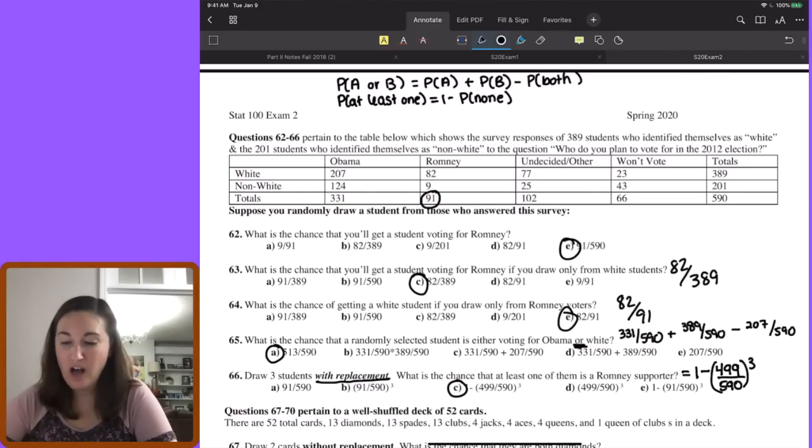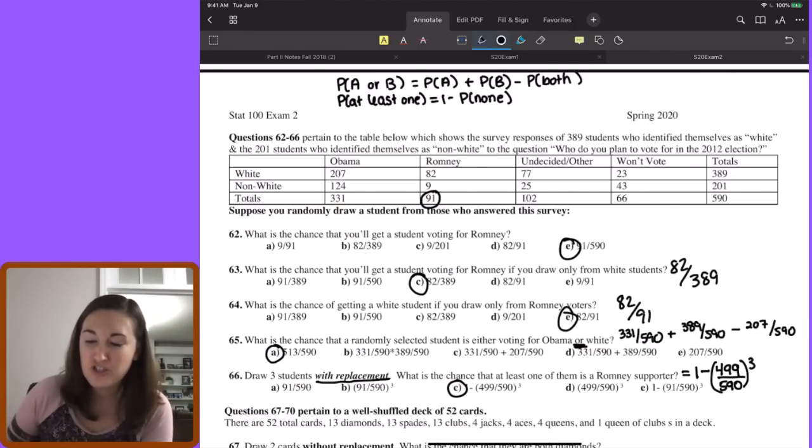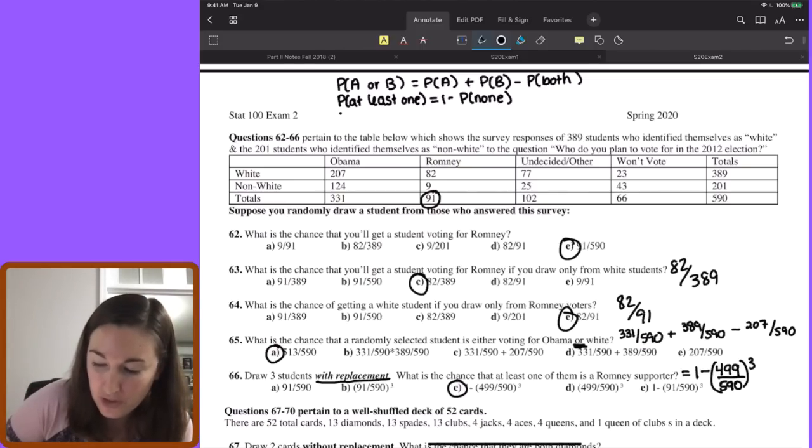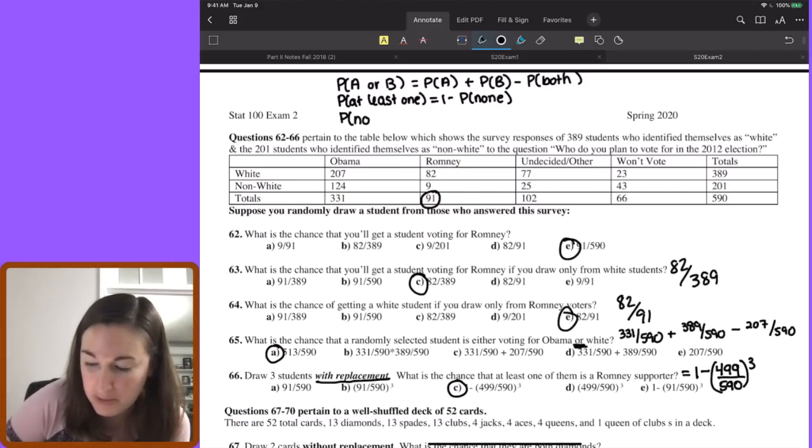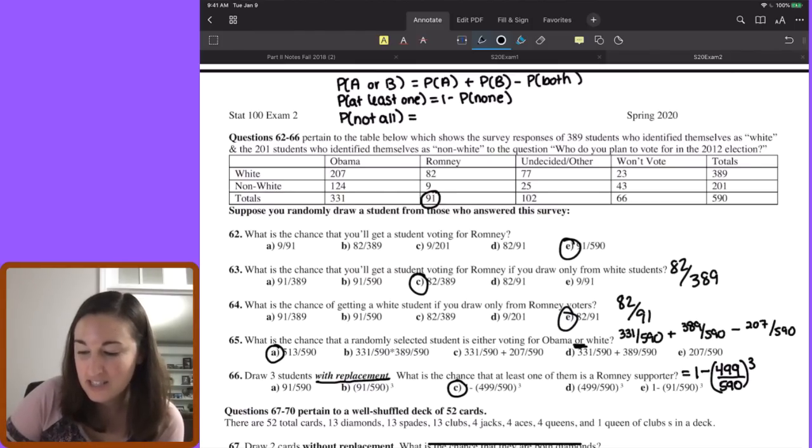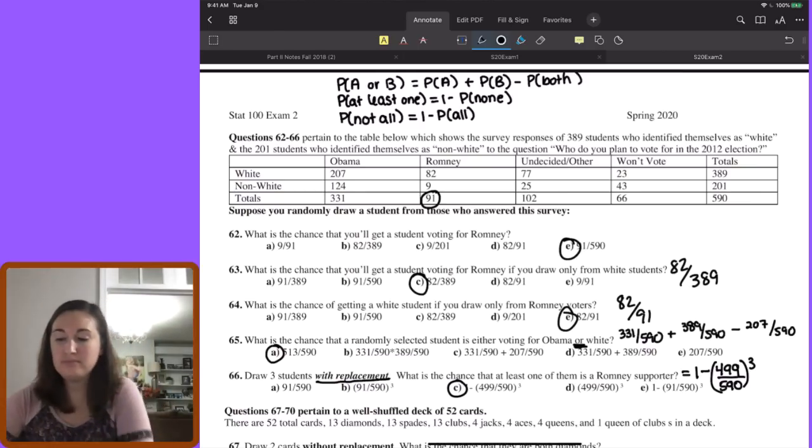Okay, and then I'll go ahead and write down, just while I have them at the top, the other 2 rules that we learned. The first one is the other special case. The probability of not all of something is complicated. It's easier to do 1 minus the probability of all.